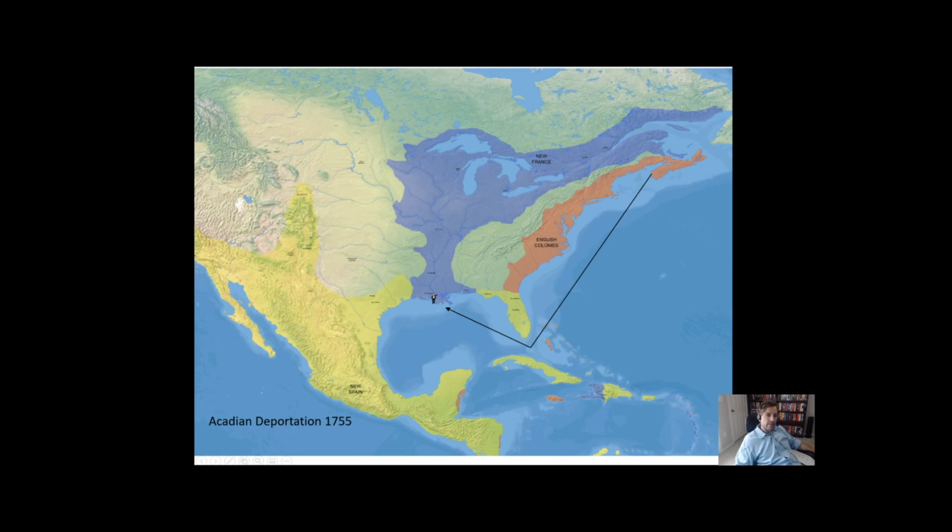So they get down to Louisiana. What these Acadians are going to find when they arrive is that a lot of the good land, the stuff on the Mississippi, the well-watered, really fertile stuff, has already been taken.